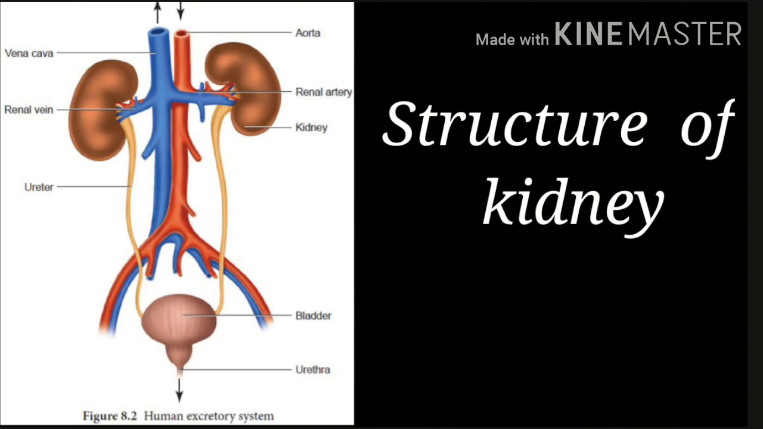Clear, children? So, kidneys are the major excretory organ. Other excretory organs are skin and lungs.